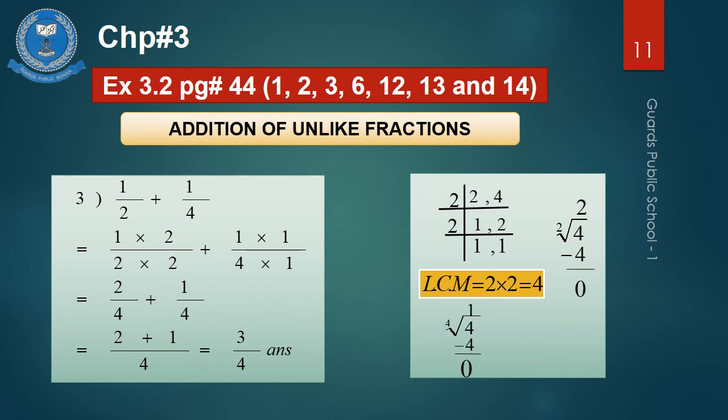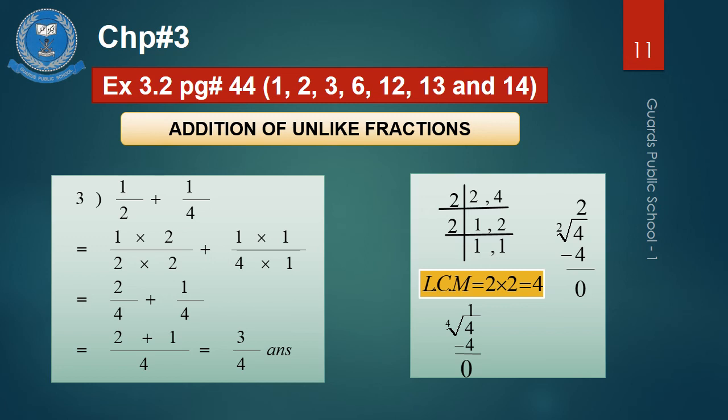Now let's see, multiply the sum. 1 2s are 2, 2 2s are 4. Sign of addition. 1 1s are 1 and 4 1s are 4. Now you see some changes here. These fractions are now like fractions and you can easily add them. We will simply add the numerators, that is 2 plus 1, and the denominator will be the same. So your answer is 3 upon 4.